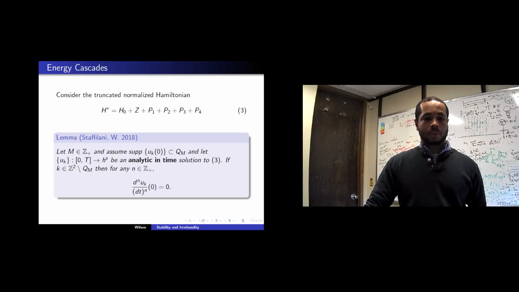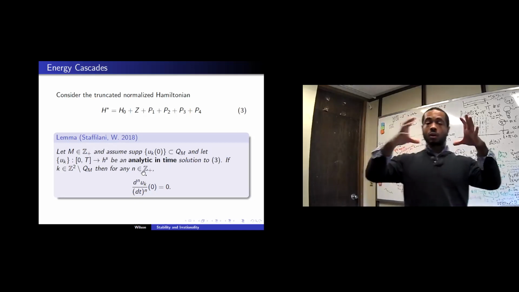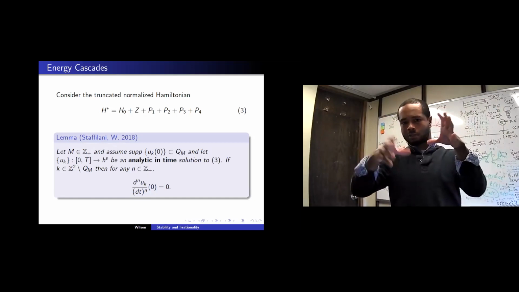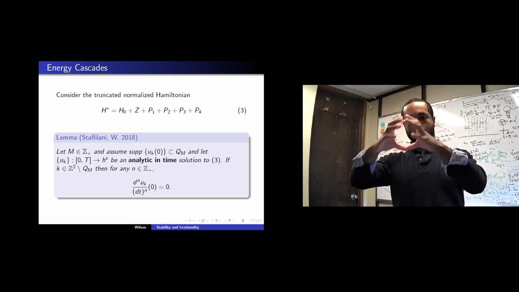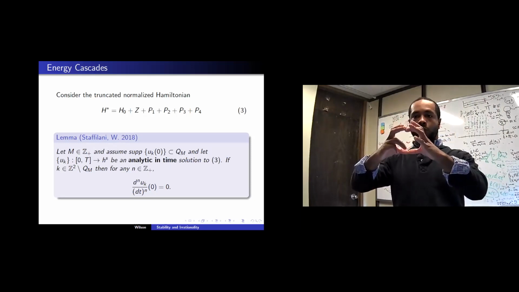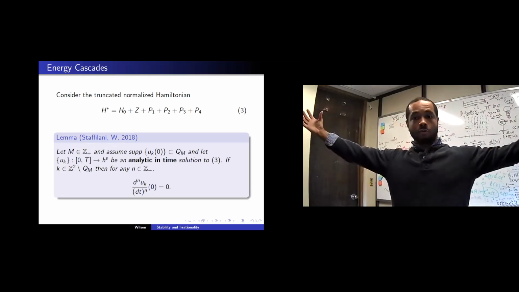Okay. What happens for the irrational torus? And again, this is the truncated Hamiltonian system, the exact same thing we had before. What you can say for the irrational torus is that if you start off localized in a small enough box, and I'll describe what Q sub m is in the next slide, you can't have energy escape to higher modes.